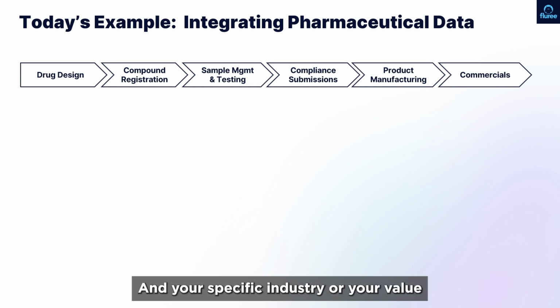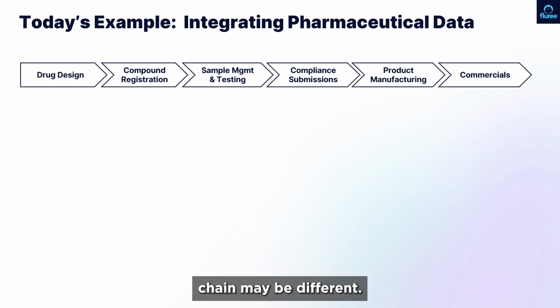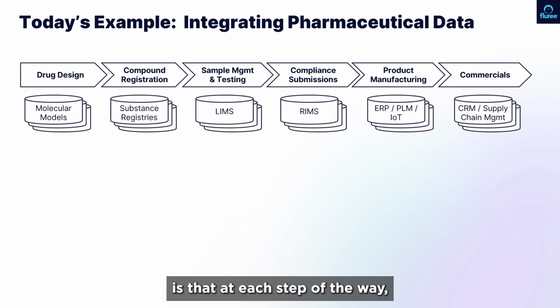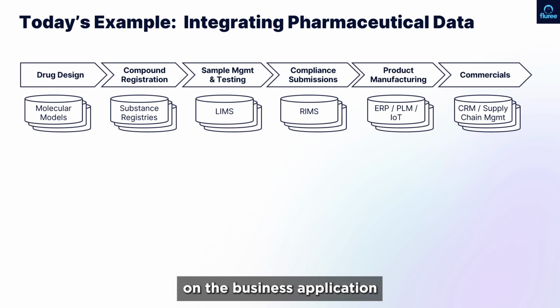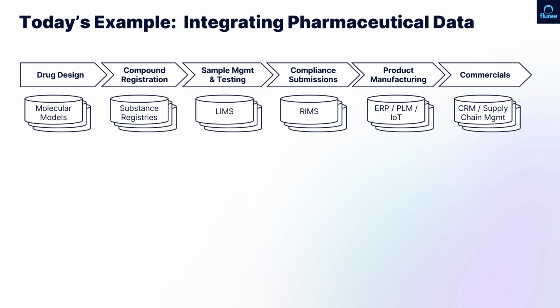Your specific industry or your value chain may be different, but what they all have in common is that at each step of the way, each of the different processes in the value chain is generating a lot of information. And all this information is being stored in many databases. These databases could be very complex, and they could be saving the data in lots of different schemas or tables, but it's all dependent on the business application and how that application is saving the data so that it can facilitate its leg of the process.